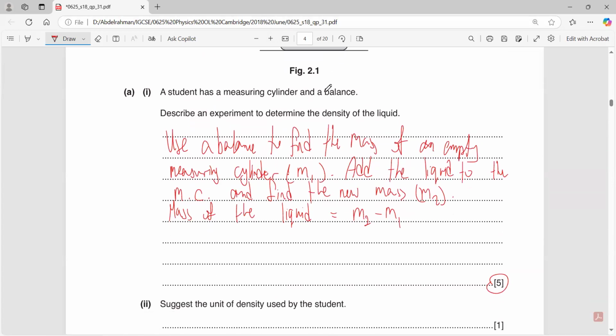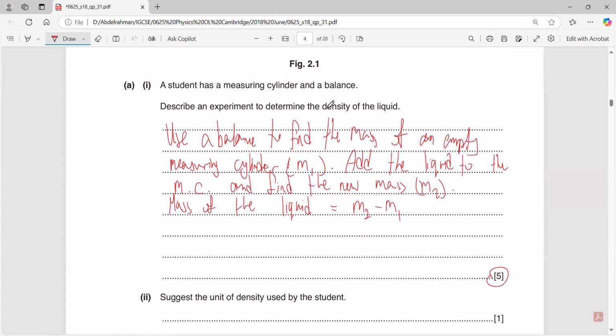Let me zoom in, if you can't see. Using a balance to find the mass of the empty measuring cylinder, add the liquid to the measuring cylinder and find the new mass M2. The mass of the liquid is M2 minus M1. We'll call it M. This is the mass of the liquid.